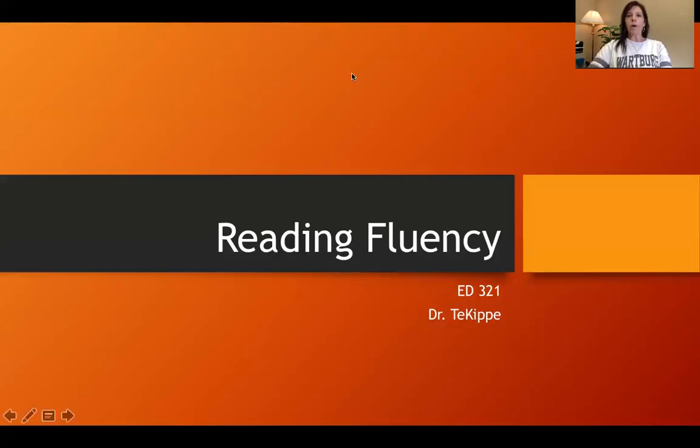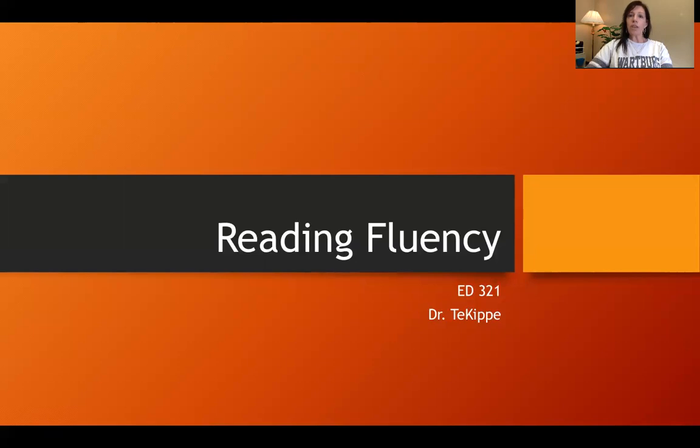We're going to talk about reading fluency. Reading fluency is one of the components of reading. One of the 6, we have fluency, comprehension, vocabulary, word identification, phonics, and phonemic awareness. You'll be teaching a fluency lesson in your field experience using a modeled reading approach.